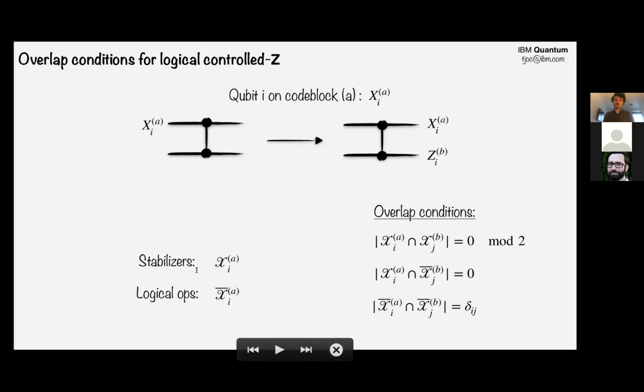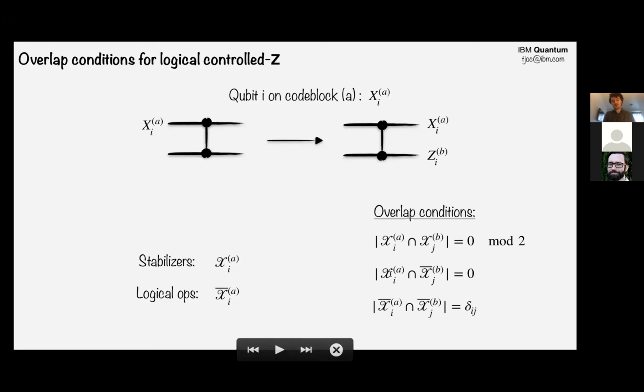So if I use this script notation to define the stabilizers, the script X_i is the ith X stabilizer on code block A, and if I have a bar over top, that's the ith logical operator on code block A. And what the overlap conditions are is that under the action of a transversal CZ, you're going to map your X stabilizer to a Z operator on the same qubits, but on the second code block. And what you'd like is those Z operators to commute with the original stabilizers of the code. So you'd like them to have even overlap with the X stabilizers from the second code block. So that's this first constraint: if you look at a given qubit support, the X stabilizers from code block A and the X stabilizers from code block B intersect an even number of times, and so their overlap is 0, not 2.